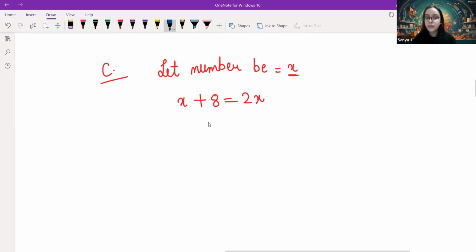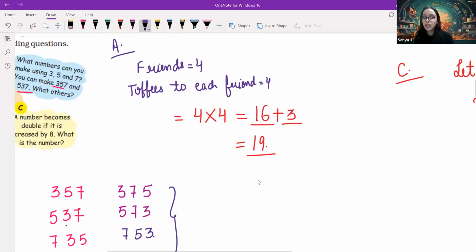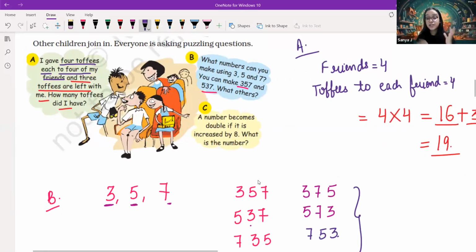Let's solve it further. 8 is equal to 2x minus x. 2x minus x is nothing but x only. x is equal to 8. This means that the number is going to be 8. Let's check it. If I add 8 to 8, my answer is 16, and yes, it's actually double of 8. Correct?